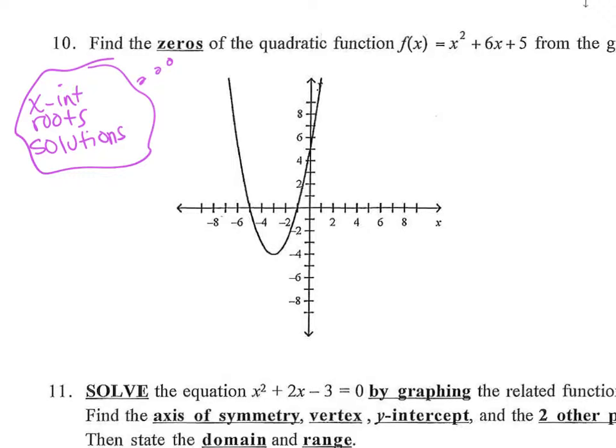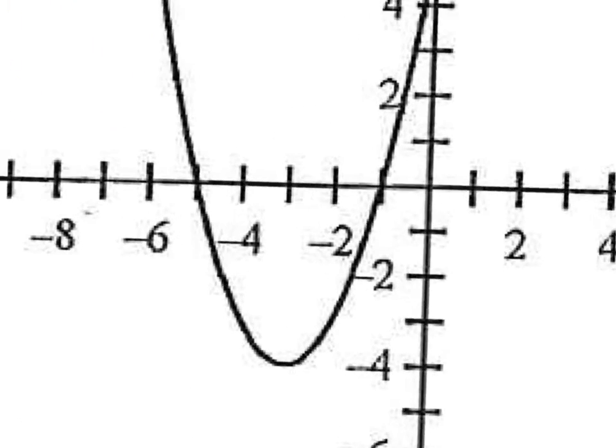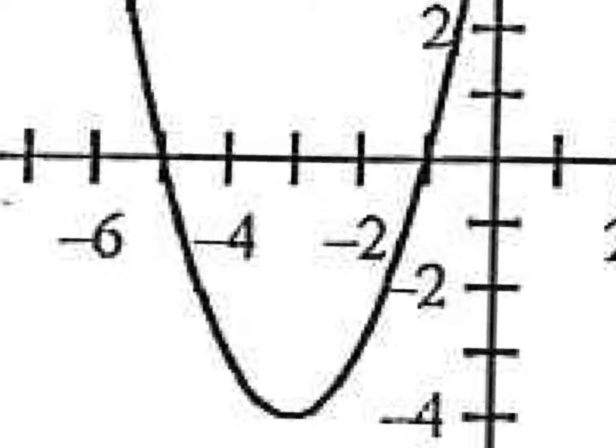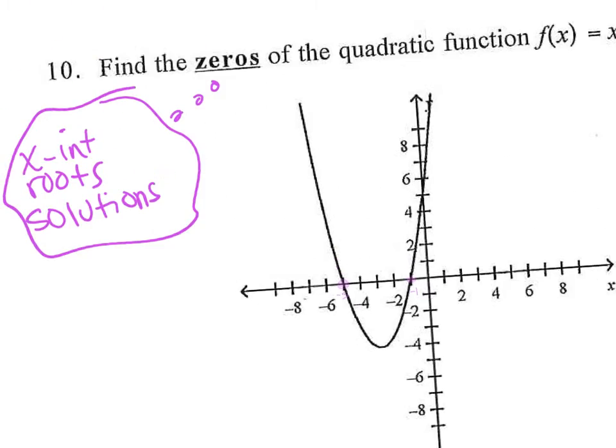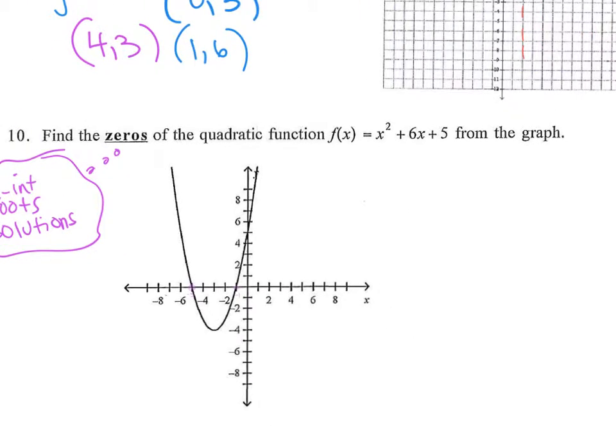And oh, it's so refreshing when you have a graph where you can have to do no math and just look at it with common sense. Where do I cross the x-axis? -1 and -5. What this is telling me is that the solution to this, if I wanted to factor this or use the quadratic formula, bottom line is that I would get that x is equal to -1 and -5.